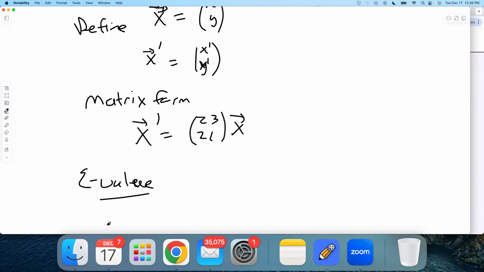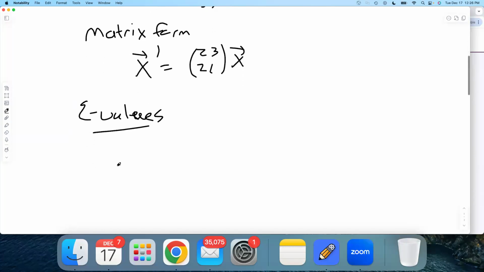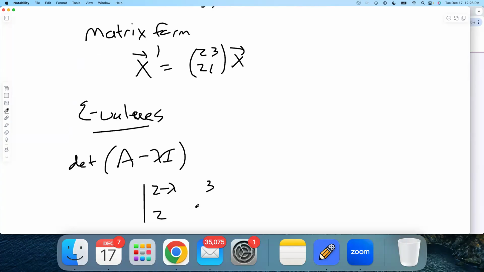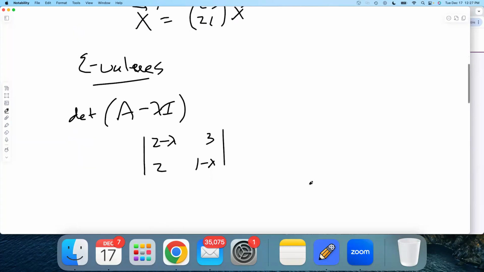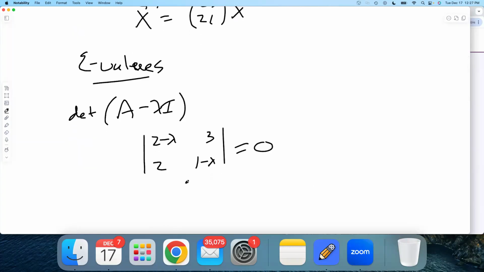So for our eigenvalues, we do A minus lambda I, and we take its determinant. A minus lambda I means subtract lambda along the main diagonal. So that will be 2 minus lambda, 3, 2, 1 minus lambda. And remember, absolute value bars here mean I'm doing a determinant. So just along the main diagonal, minus lambda. Leave the other guys alone. That's supposed to equal 0.